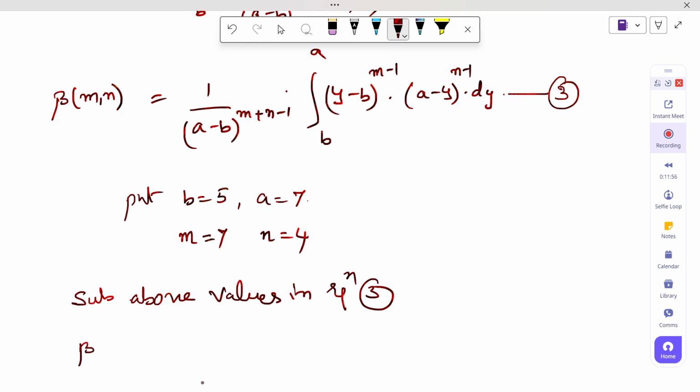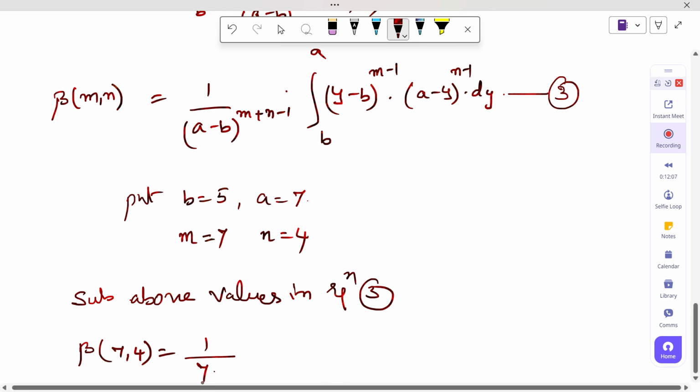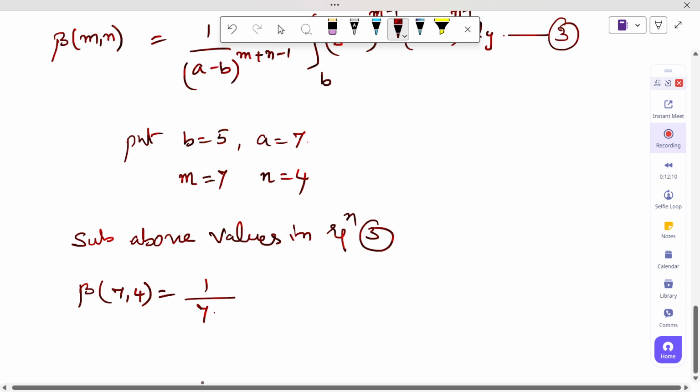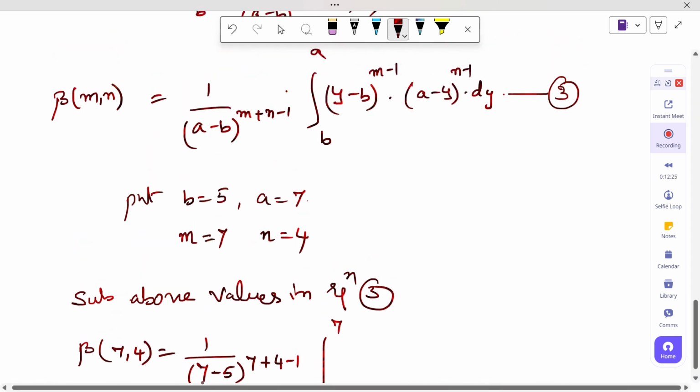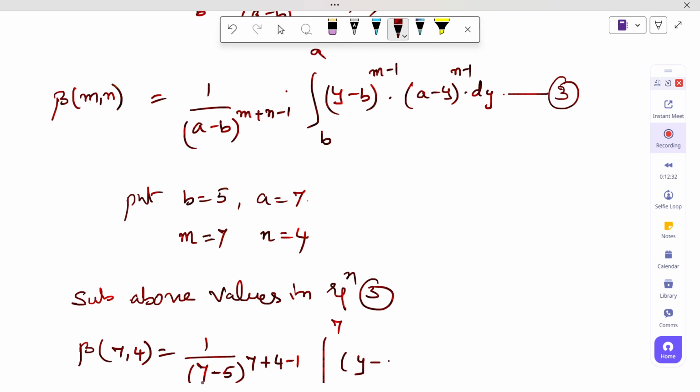So your beta of 7 comma 4 is equal to 1 divided by (a minus b) where a is equal to 7 and b is 5, so (7 minus 5) to the power of 7 plus 4 minus 1, integral from 5 to 7 of (y minus b) which is (y minus 5) to the power of 7 minus 1, and (a minus y) which is (7 minus y) to the power of 4 minus 1, into dy.